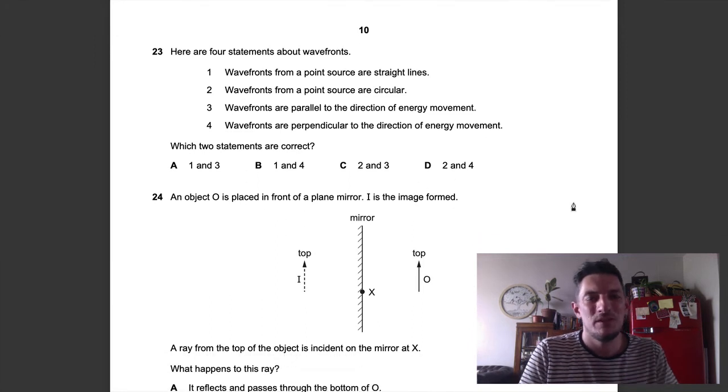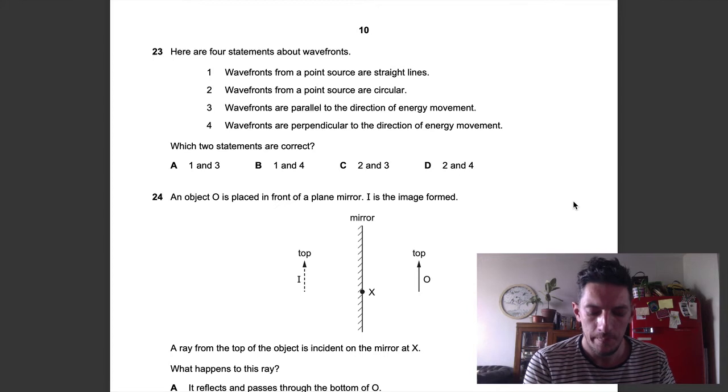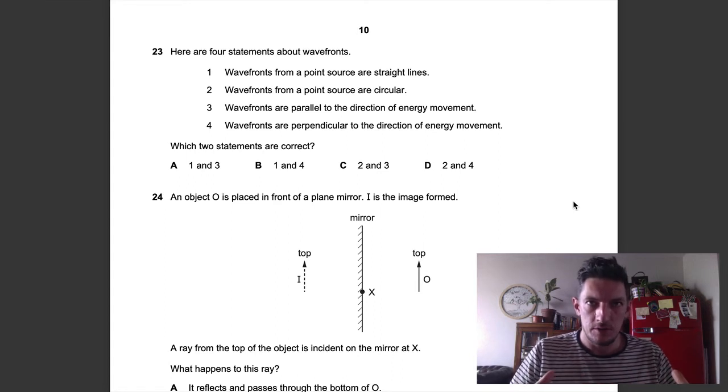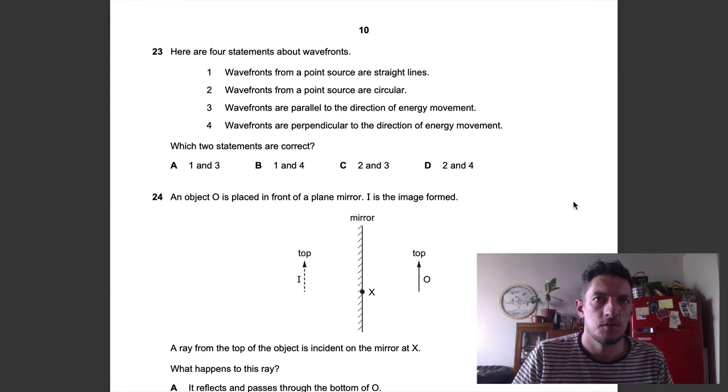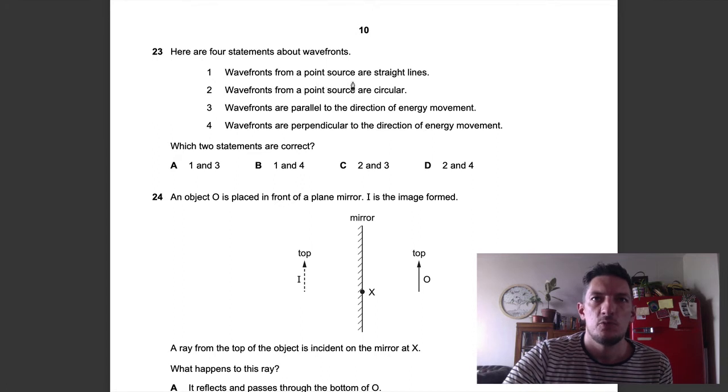Next we have a question about wavefronts. Wavefronts are circular emanations coming from a disturbance. If you imagine throwing a pebble into water, it will cause circular emanations. Okay, let's see what they have here. Wavefronts from a point are straight lines. No, they're circular. Wavefronts from a point source are circular.